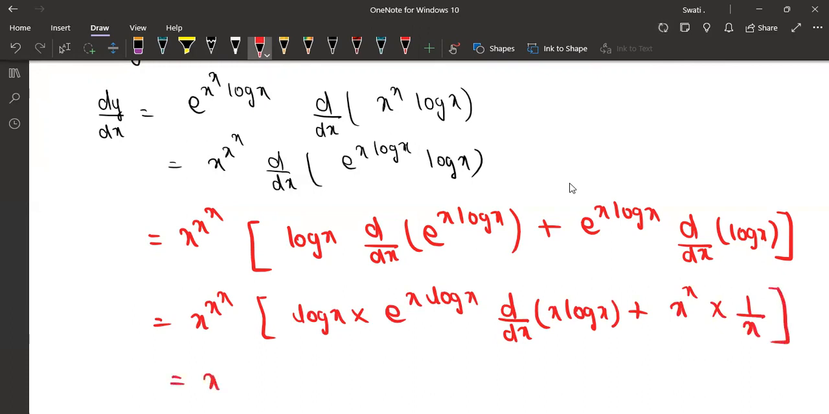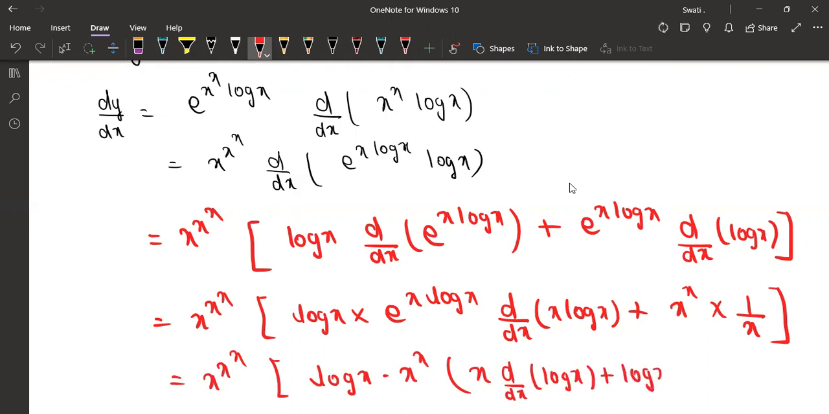So this will become x raised to x raised to x. This will become log x. Again, here this e raised to x log x we can write down as x raised to x. And here again by using the product rule, x as it is doing the derivative of log x plus log x as it is and doing the derivative of x. And here we are getting x raised to x upon x only. And we can close the bracket.